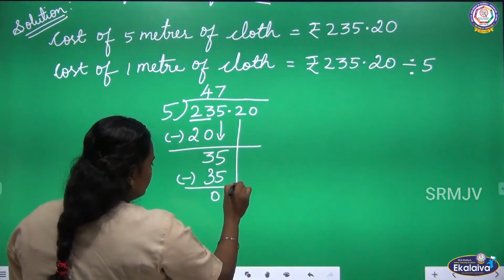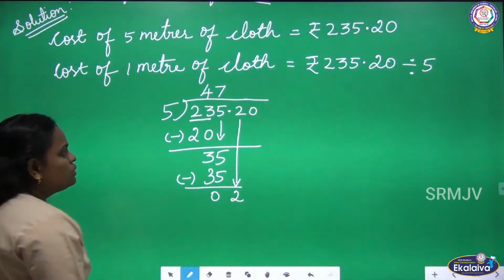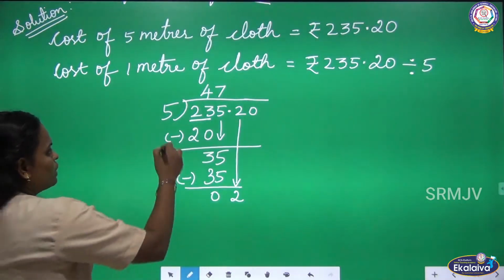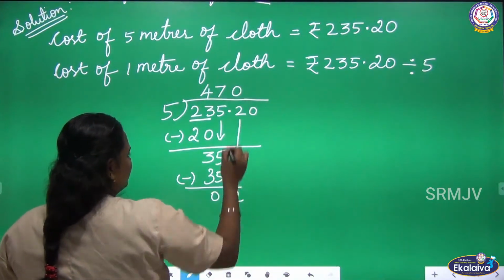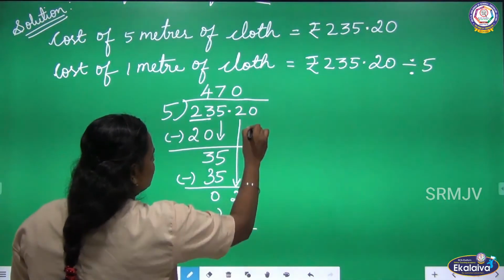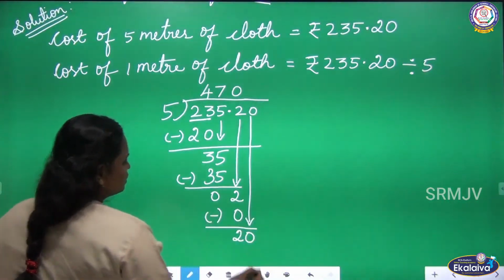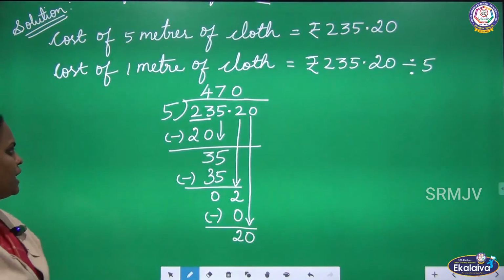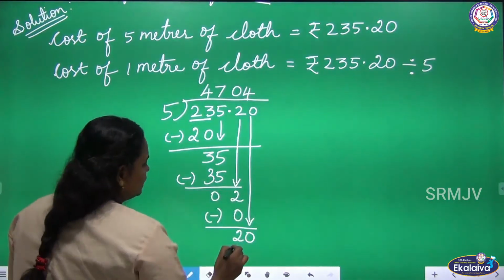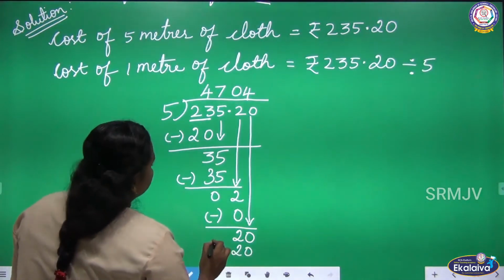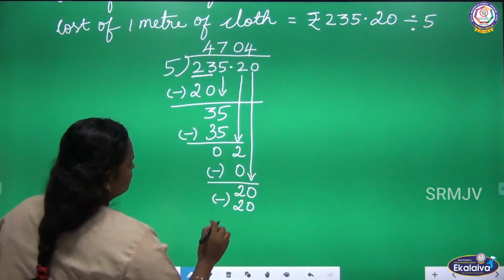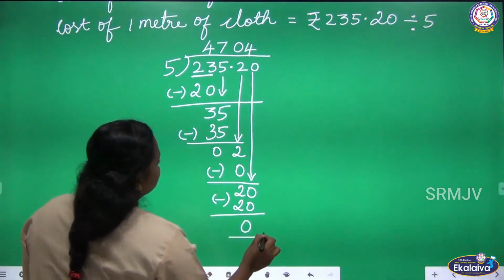Next we'll carry 2. So will 2 be divisible? No, it is less than the divisor. So it will not be divisible. So you can write 0. 5 zeros are 0. So 2 minus 0 is 2. Next we'll carry 0. So 20, how many times, children, in the 5 table? 5 fours are 20. So what is 20 minus 20? 20 minus 20 is 0.